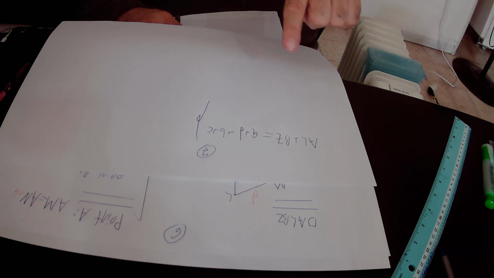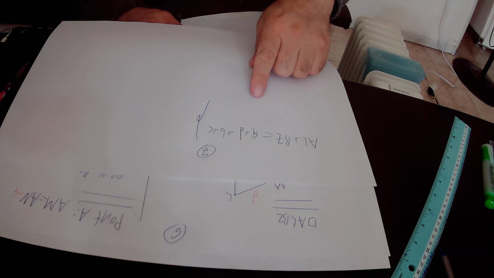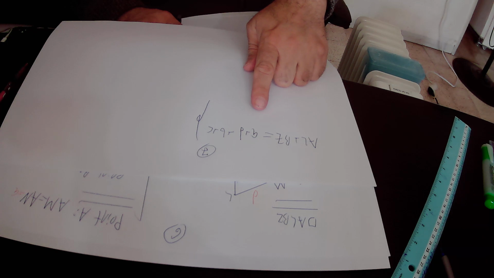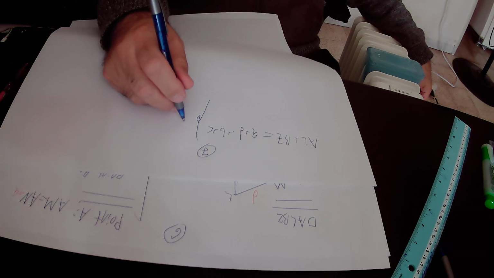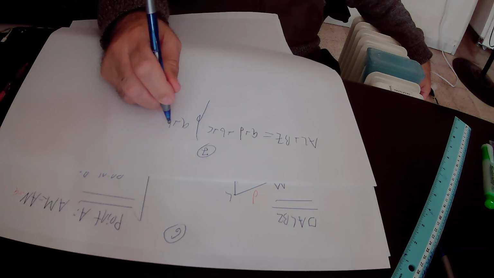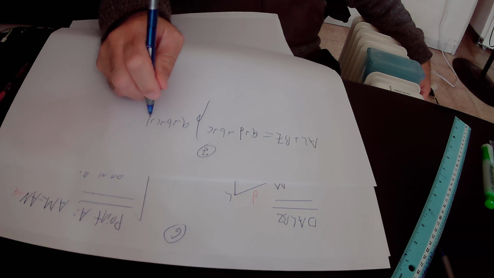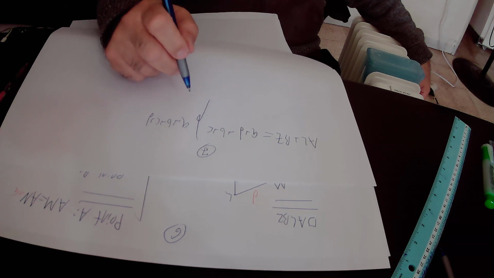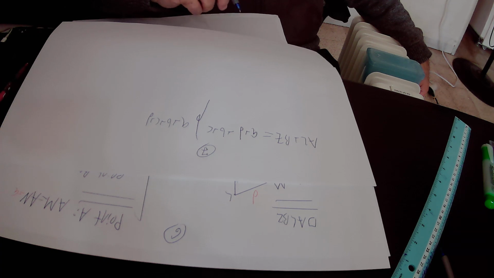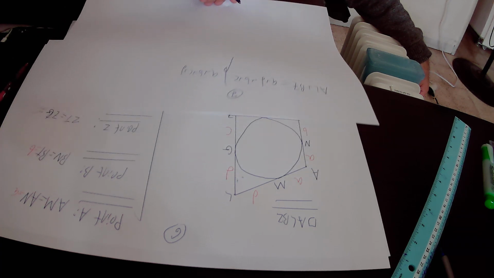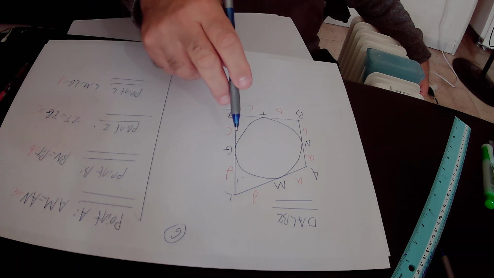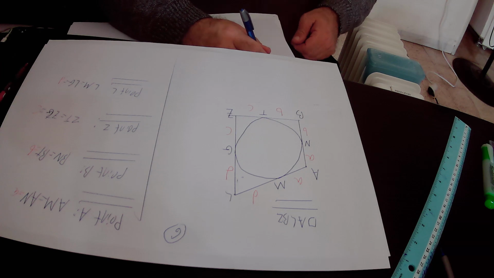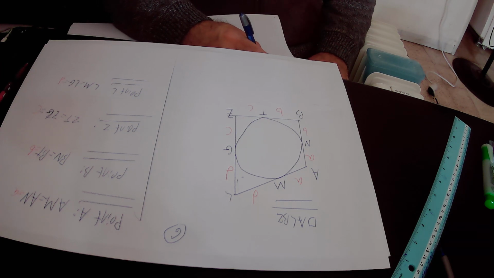We can change the order of the variables. Actually, the value of the expression A plus D plus B plus C is equal to A plus B plus C plus D. We just change the order of the variables. In the next step, we will add side AB to side LZ. AB plus LZ.